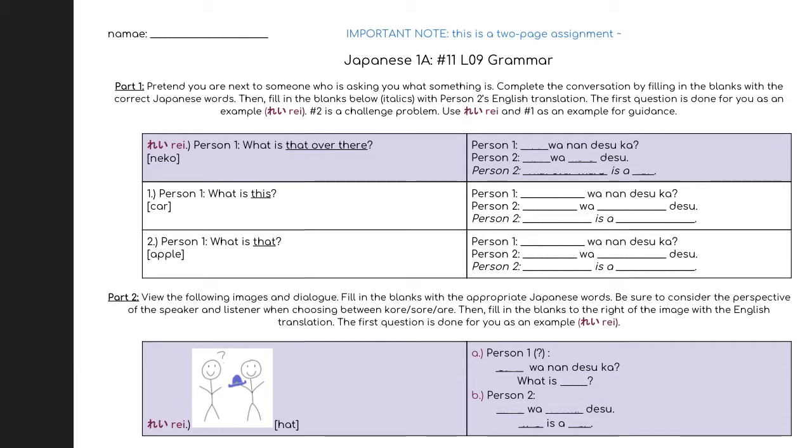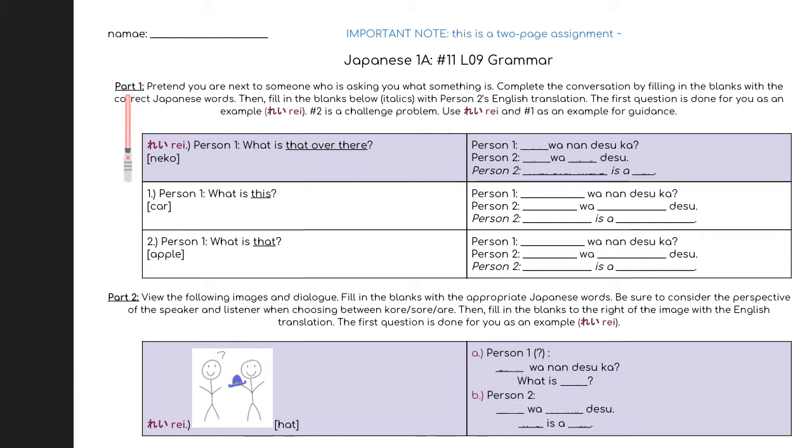Let's check out year number 11, lesson 9 grammar assignment. This assignment is focusing on using demonstratives, such as this, that, or that over there, to identify objects and asking what an object is with the demonstrative. Let's check out part 1 and read the instructions.